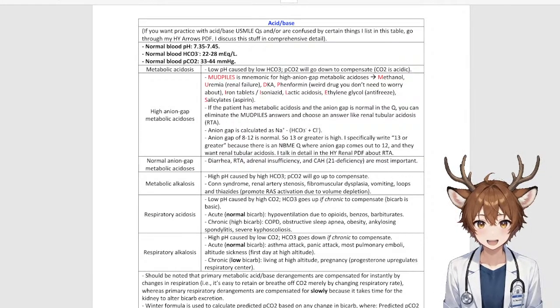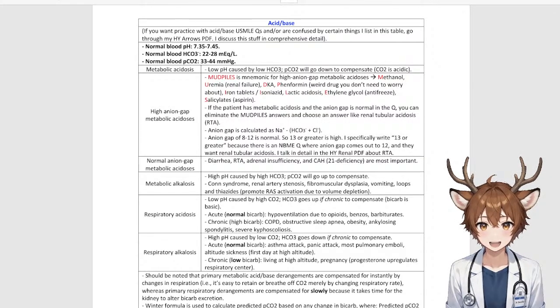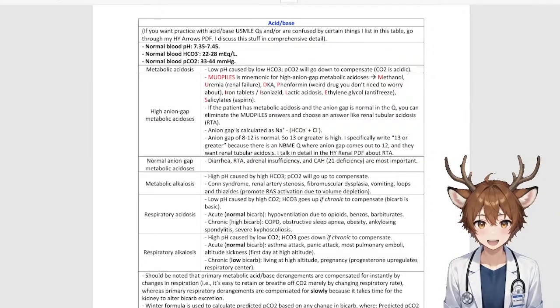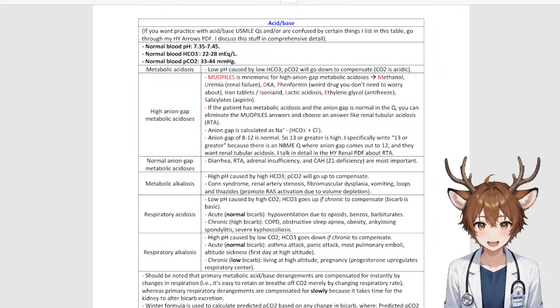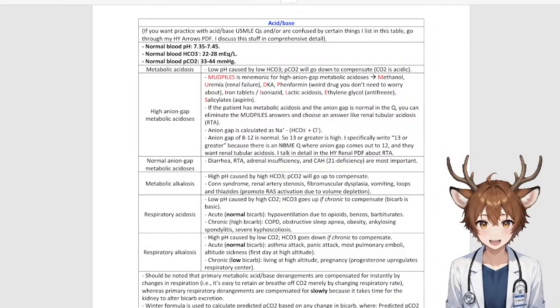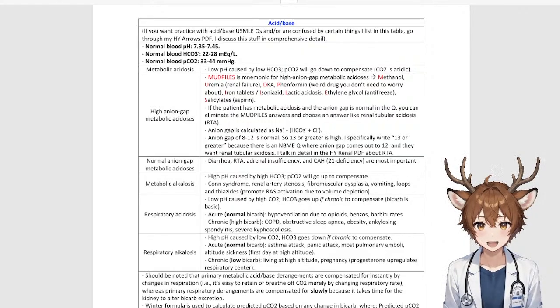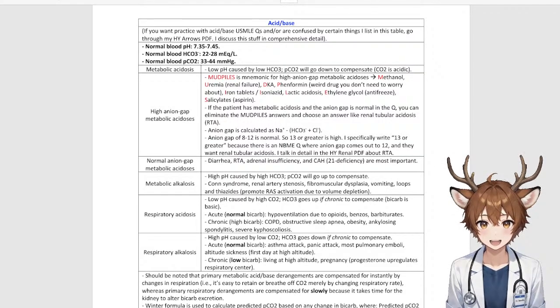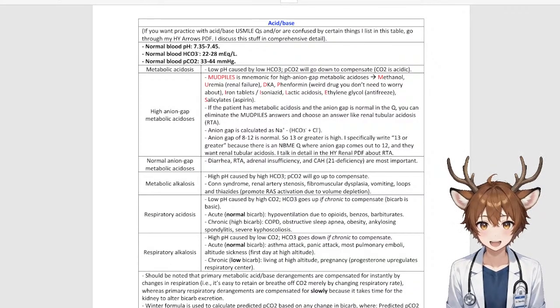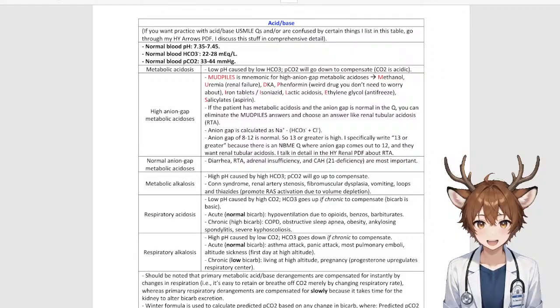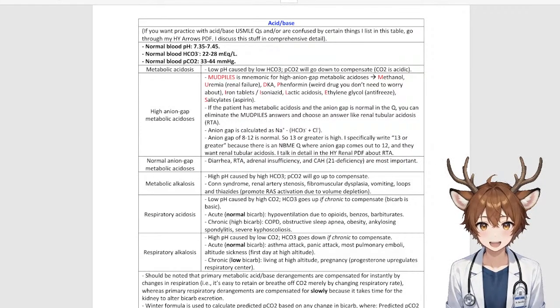Anion gap is calculated as sodium minus the sum of bicarb plus chloride. So sodium minus parentheses bicarb plus chloride. Anion gap of 8 to 12 is normal, so 13 or greater is high. I specifically write 13 or greater because there is an NBME question where the anion gap comes out to 12 and they want renal tubular acidosis. I talk in detail in the high yield renal PDF about RTA. Normal anion gap metabolic acidosis: diarrhea, renal tubular acidosis, adrenal insufficiency, and CAH, which is congenital adrenal hyperplasia, 21-hydroxylase deficiency, are the most important.